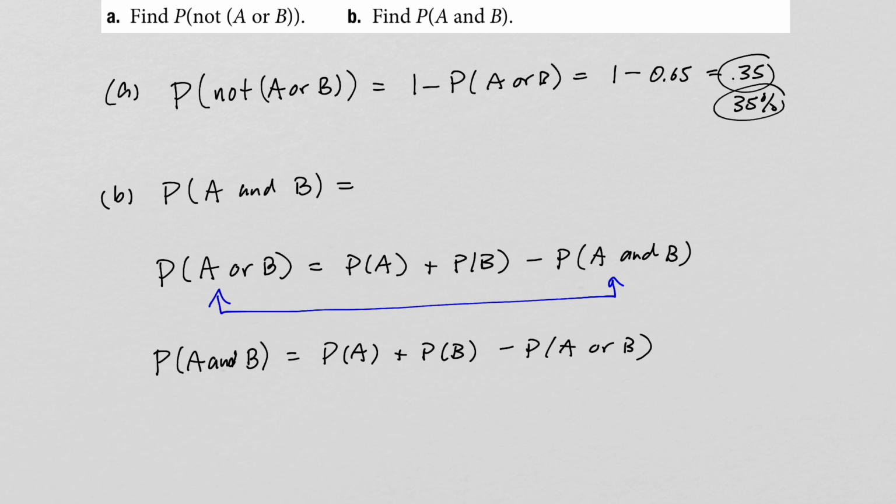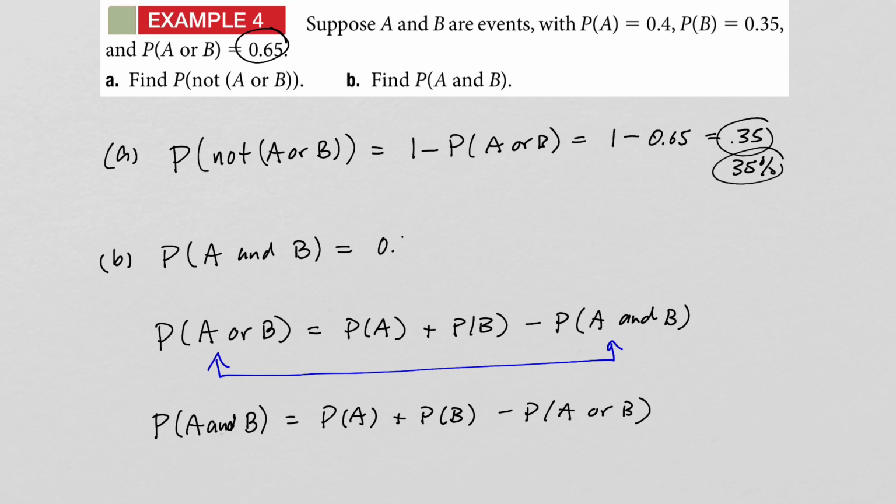And in this case, that's going to be the probability of A was 0.4 plus the probability of B was 0.35 minus the probability of A or B, which they gave us was 0.65. So this is 0.75 minus 0.65, which is 0.10 or 10%.